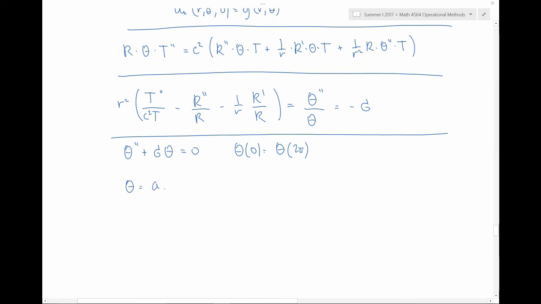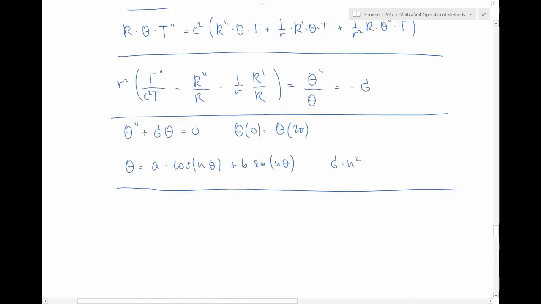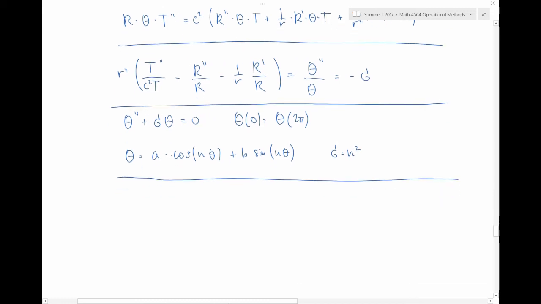So I'm going to call it A times cosine of n theta plus B sine of n theta, and sigma just has to be n squared. Following the same procedure that we did for the heat equation, break the rest of the equations into the equation for T and the equation for R. We're going to single out T first and then do something for R.